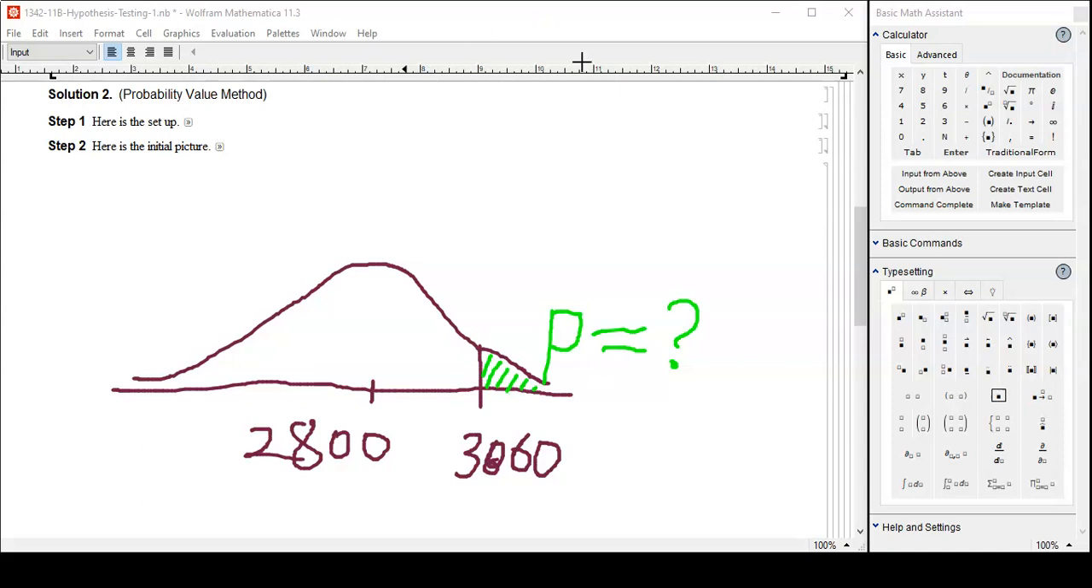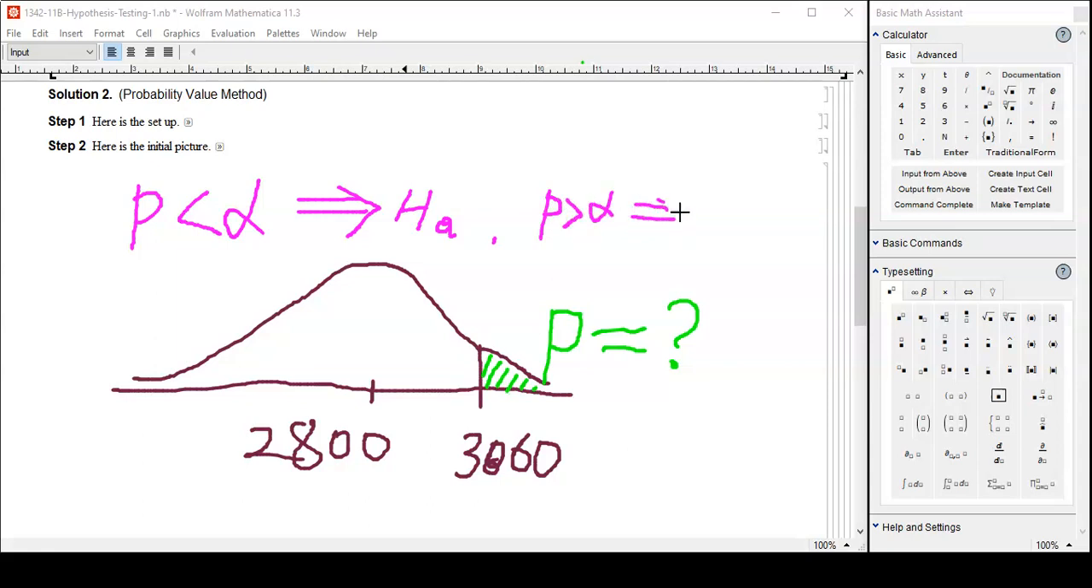It turns out if p is less than alpha, then HA, and if p is greater than alpha, then H0. It'll turn out that way.